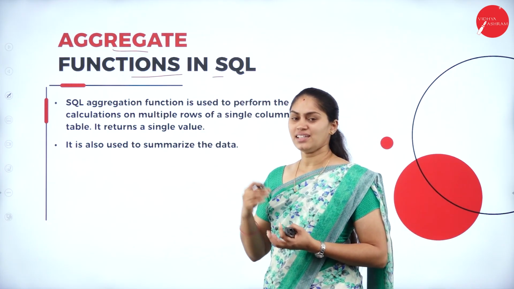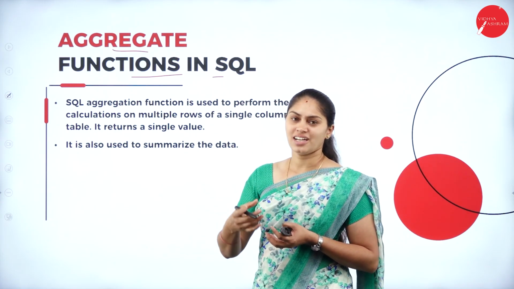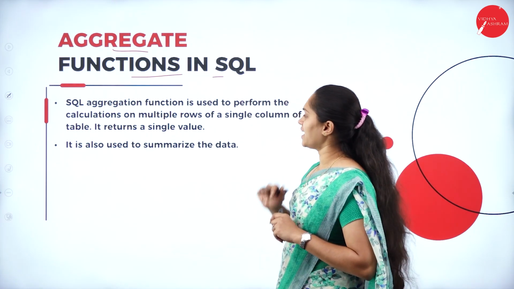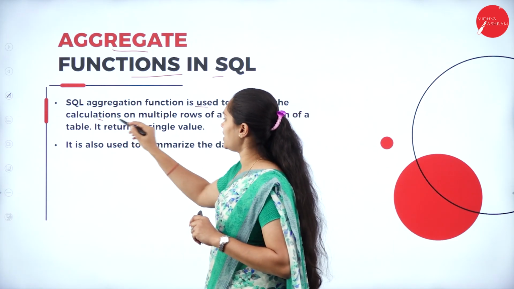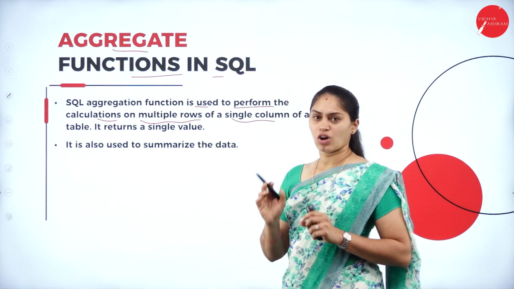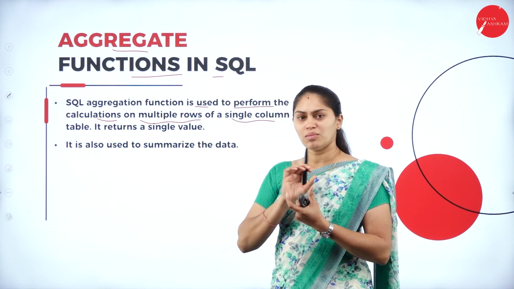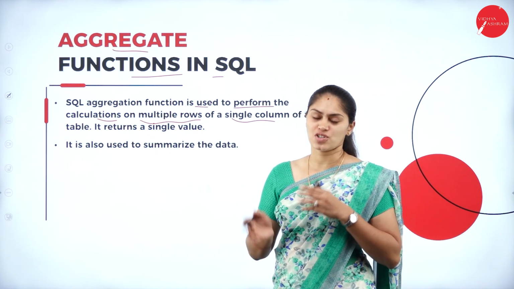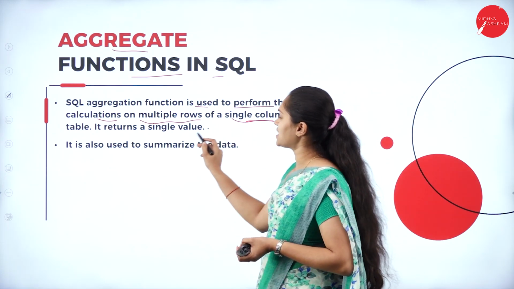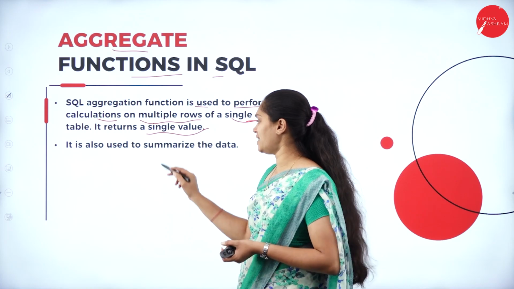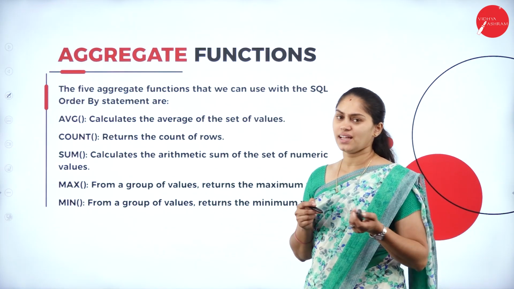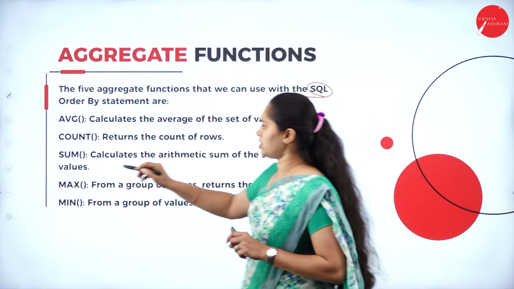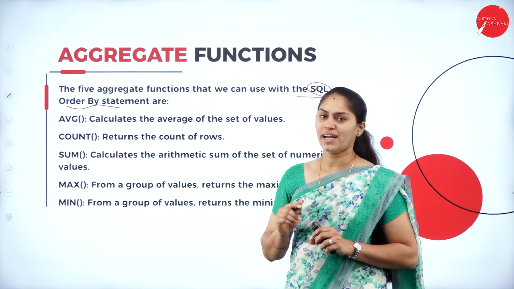Aggregate, as the name indicates, will take a set of values as input and produce only one value as output. That is what an aggregate function is. It is used to perform calculations on multiple rows of a single column. I have a column. From that column we are taking multiple rows or multiple values. Then we perform some calculation. Then it returns a single value as an output. So mainly it is used to summarize the data. Then what are the types of aggregate functions we have here? And we are going to use this aggregate function with an order by clause or order by statement.